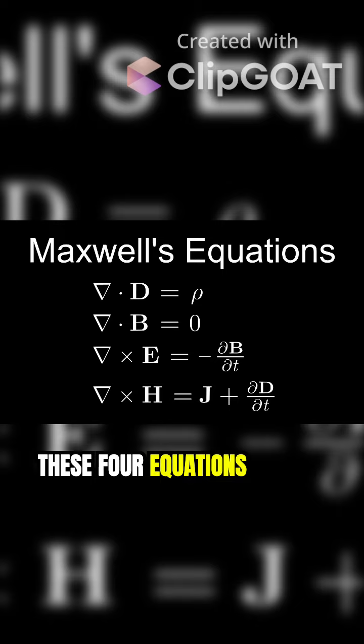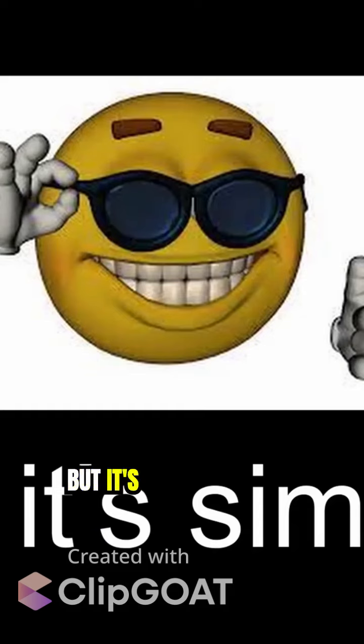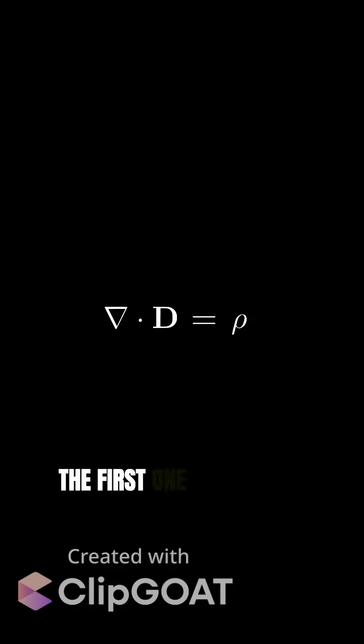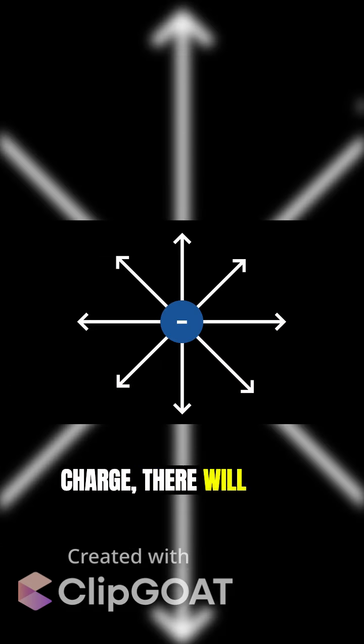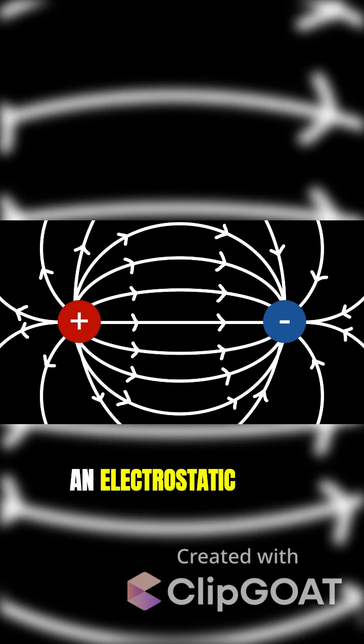These four equations explain pretty much all of electromagnetism, but don't be scared just because they look scary. I mean, yeah, they do, but it's simpler than it seems at first. The first one states that if there is an electric charge, there will be an electric field, or this big E, emerging from it. Add another and you have an electrostatic field.